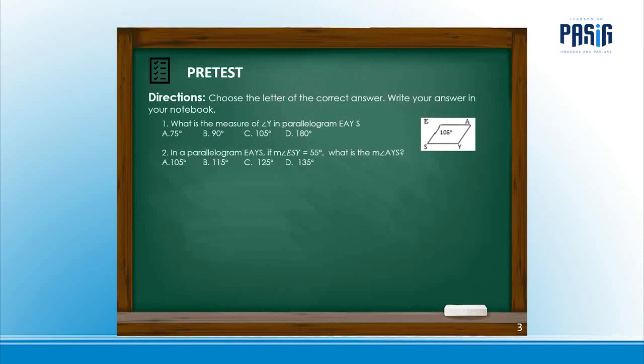Number 2. In a parallelogram EAYS, if the measure of angle ESY is equal to 55 degrees, what is the measure of angle AYS? A. 105 degrees. B. 115 degrees. C. 125 degrees. D. 135 degrees. Your timer starts now.